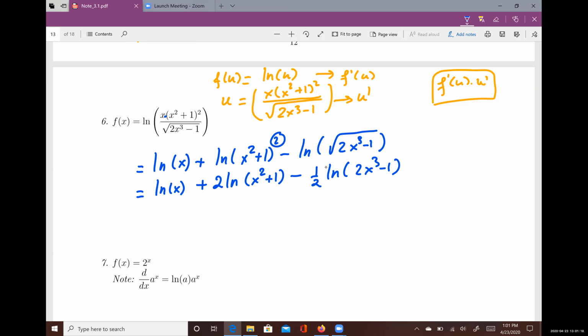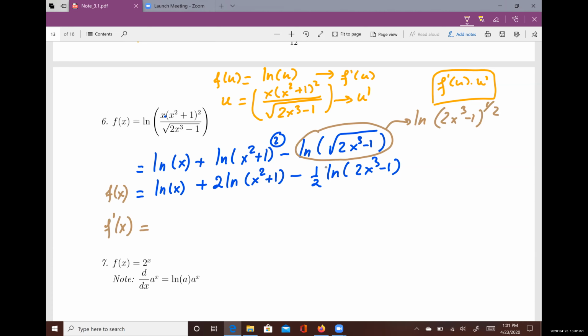And the reason why I can bring the 1/2 in front is, look at this. If you rewrite this term, it is going to be the natural log of 2x cubed minus 1 raised to the 1/2 due to this radical. So that means I can bring the 1/2 to the front in order to expand this logarithmic function.